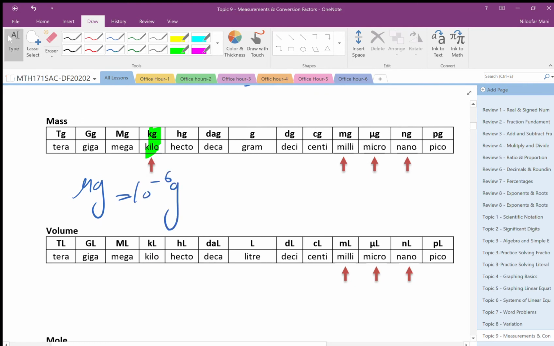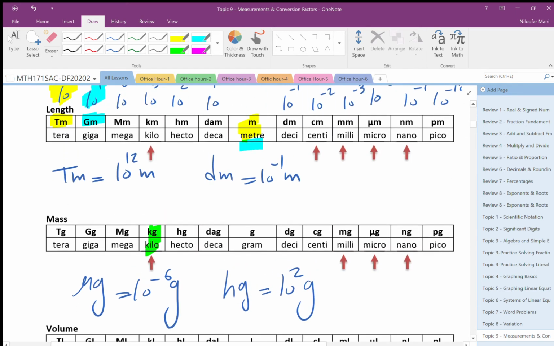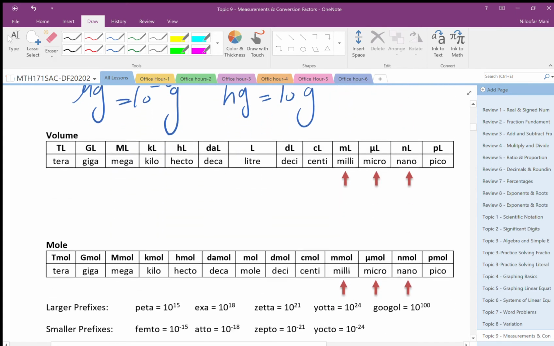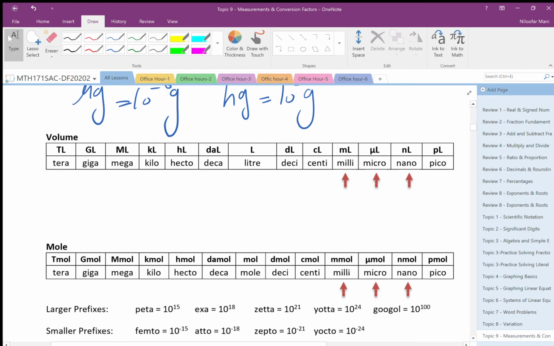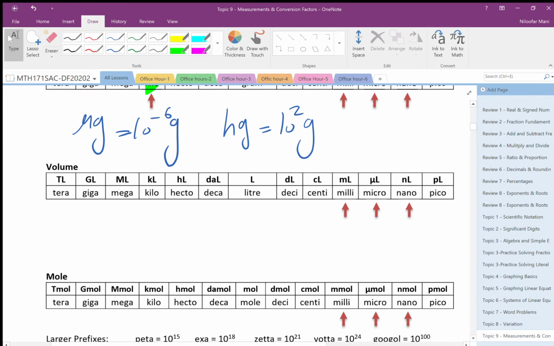Hectogram is 10 power 2 gram. That's 10 power 2 there. How about this one? Volume, liter. In the middle is liter. So for example, decaliter is 10 power 1 liter. Right negative, left positive. At the beginning 1 by 1, then 3 by 3.